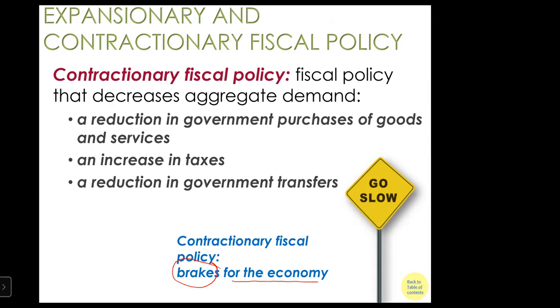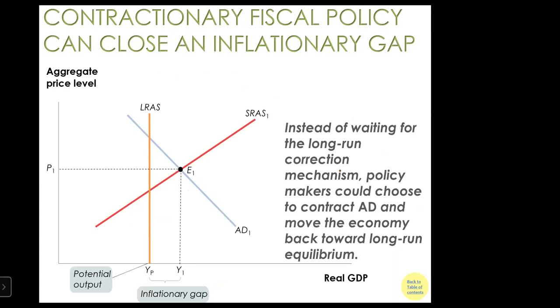How can the government do this? Essentially, they are going to reduce the aggregate demand by a reduction in government purchase of goods and services. So this is decrease G. Or an increase in tax, so that's going to indirectly affect C and I. Or a reduction in government transfer, so that's going to affect C as well, but indirectly.